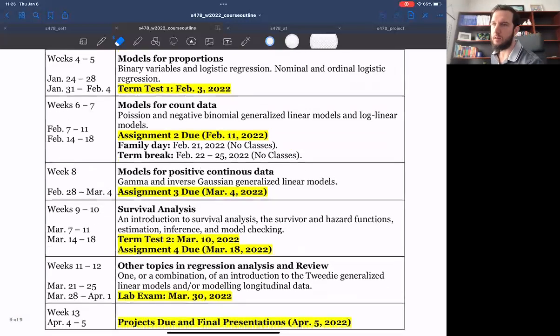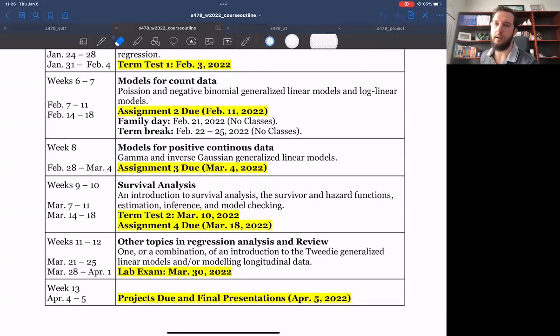Then depending on where we are in the course and if we're still on time, we will also discuss some other related topics that could include, for example, an introduction to the Tweedie generalized linear model or a study of longitudinal data. These will be, in some sense, bonus material that you could see on the lab exam on March 30th. All right. Okay, so that's the plan.